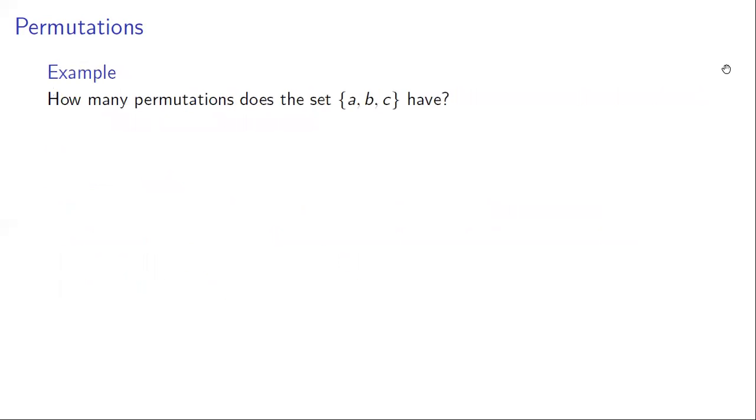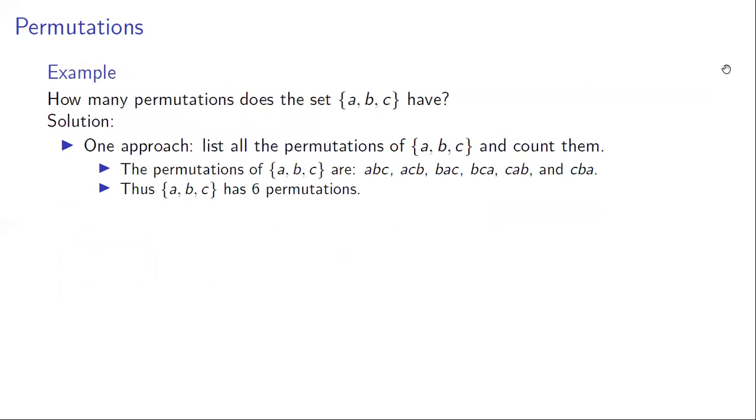Okay, so now we can ask a question. If we have the set ABC, how many permutations does this set have? How many possible permutations can we make? So one approach is to list all the permutations of the set and count them. All the possible permutations are ABC, ACB, BAC, BCA, CAB, and CBA. So if we count them, we see there are 6 permutations.